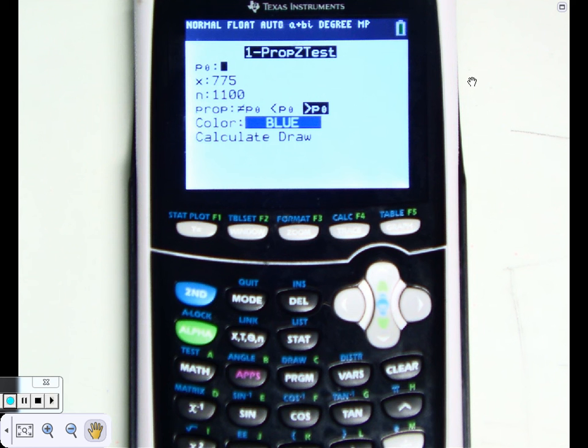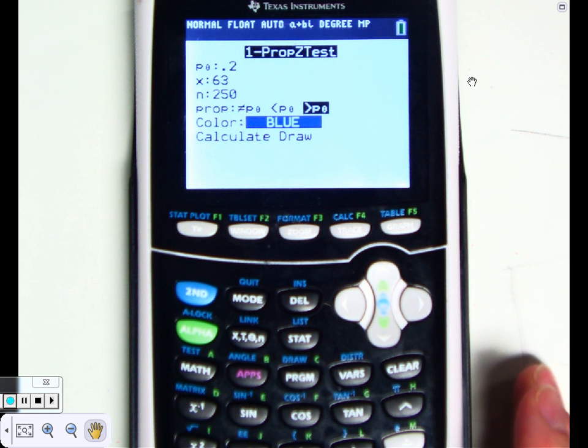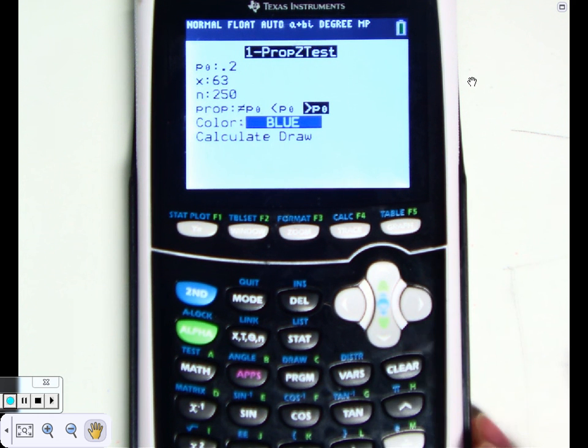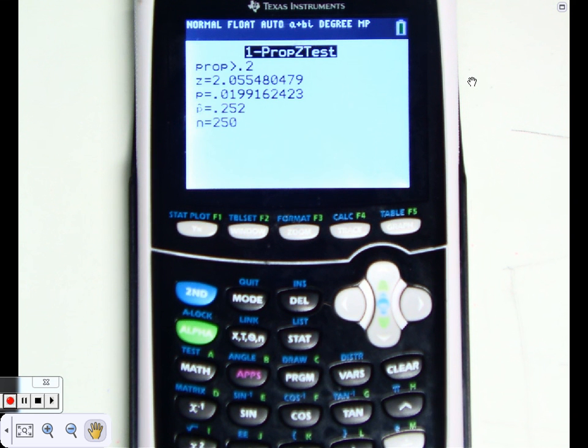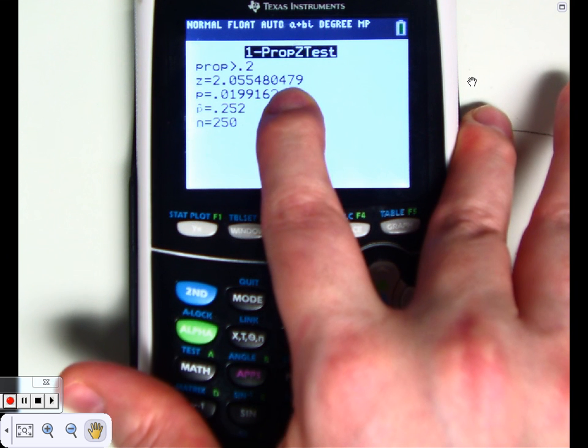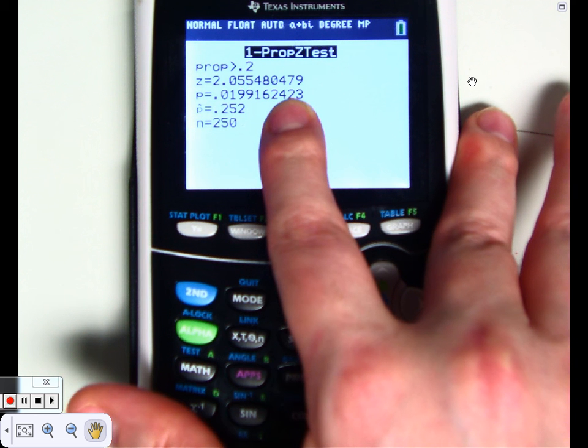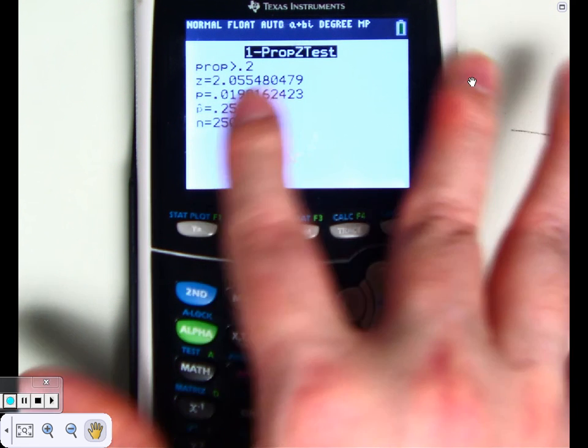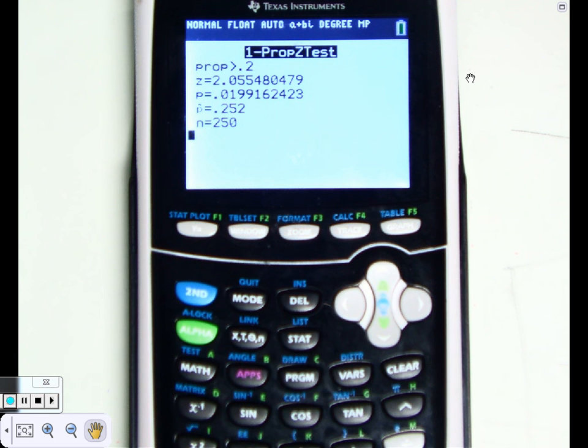So in our sample problem, we have a p-naught of 0.2, and then our sample has 63 out of 250 students, and our alternative hypothesis is p is greater than that 0.2. So we can calculate, and it's going to spit out this information. What you really need to know is here's our z-score, so we can compare that with the z-score we calculate. And here is our p-value, our probability value. It even tells you your p-hat and your sample size, so you can double check that.